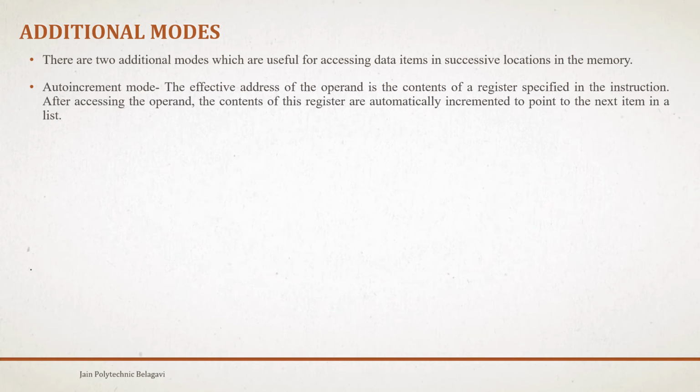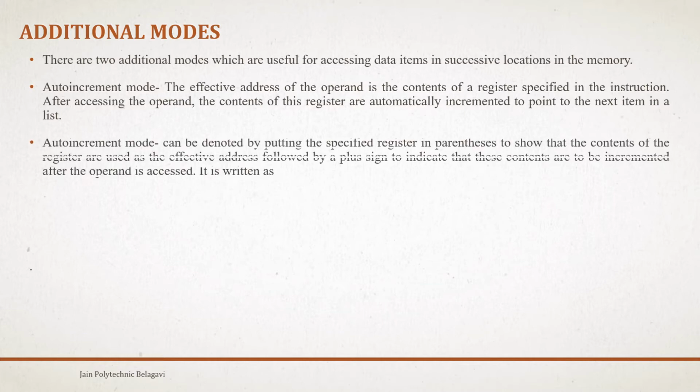The first additional mode is called auto increment mode. Here the effective address of the operand is the contents of a register which is specified in the instruction. In the last lecture I told how to find the effective address. Once we have the effective address, that is indirect addressing. After we access the operand using indirect addressing, we can increment the contents of the register automatically so that it points to the next location. To do that we use auto increment mode.